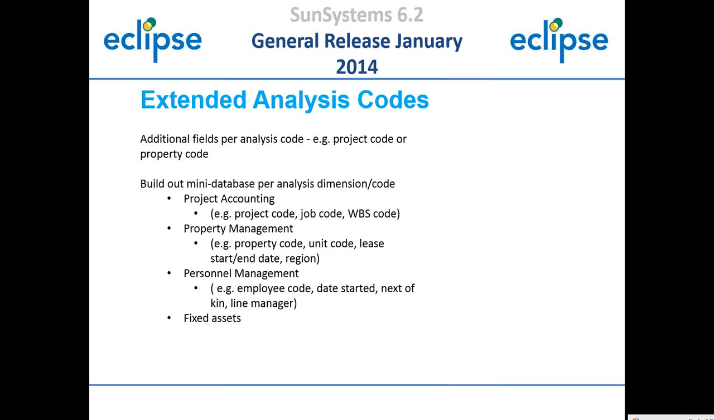So as an example, we may have an analysis dimension for project. Within that, we may have multiple project codes. But what we can further define with extended analysis is, on each project code, we can set up some additional fields. So we may wish to set up project manager, project status, various other different things, and we can then start to build up a mini database almost of additional information specific to a single analysis code.